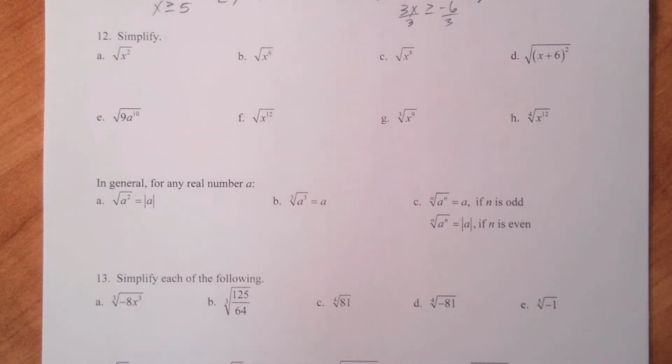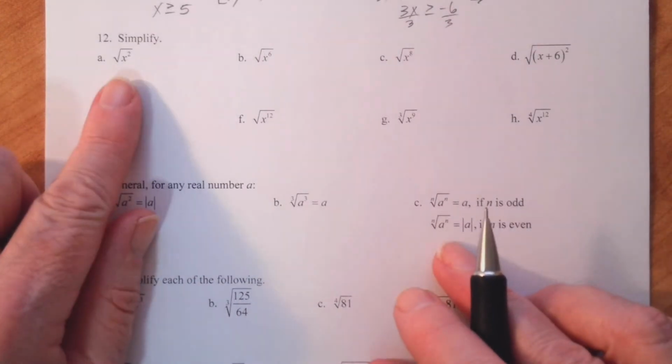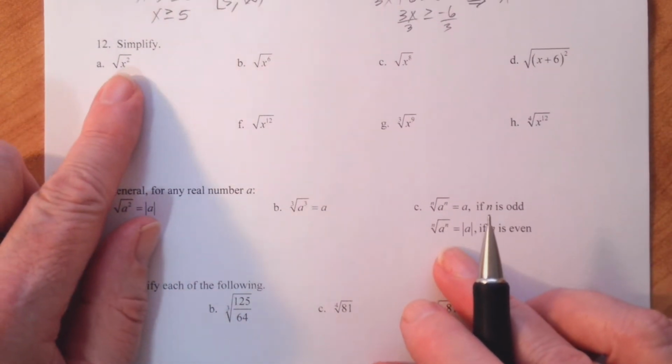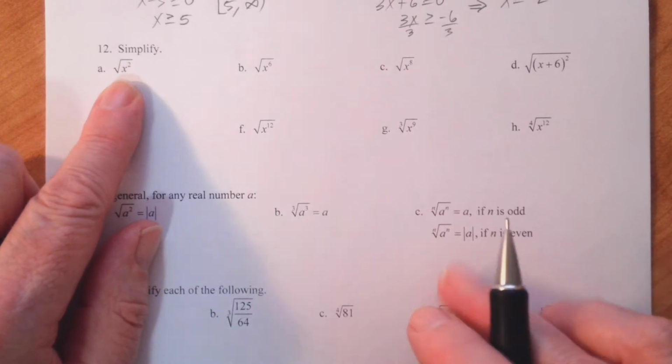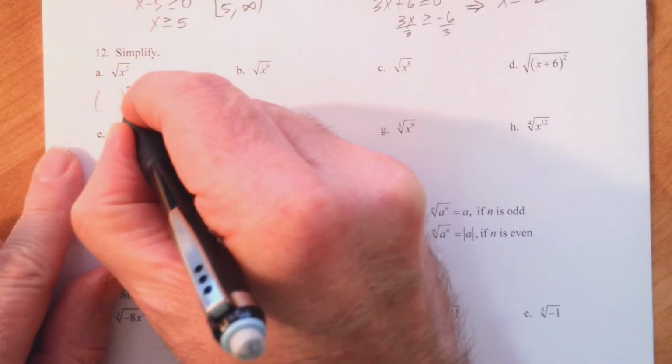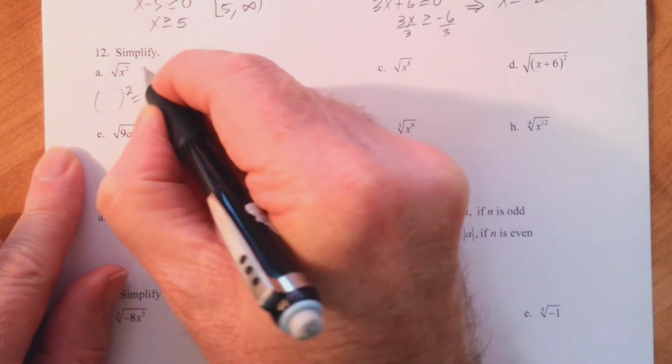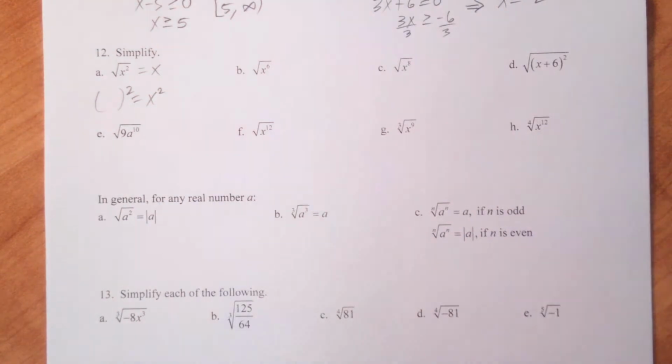Alright, in this video I'll be finishing the lesson on radicals. And so let's go ahead and get started. So I'm looking for some number that you square to get x squared. So something squared equals x squared. Well, that would just be x.